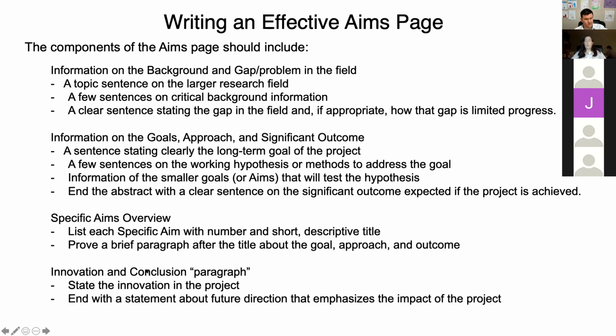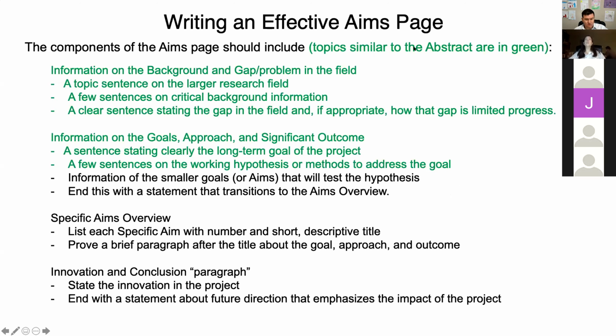So you're really expanding what you had in the abstract. And so if you look at some of the topics that are similar to the abstract, they all tend to be the topics at the beginning. The aims and the innovation and those concepts are something that we develop more in this aims page. And so you're going to be pushing yourself in this next assignment to really further develop your proposal, thinking more deeply about the experiments you're going to do and how they're going to tell you what you want to know.